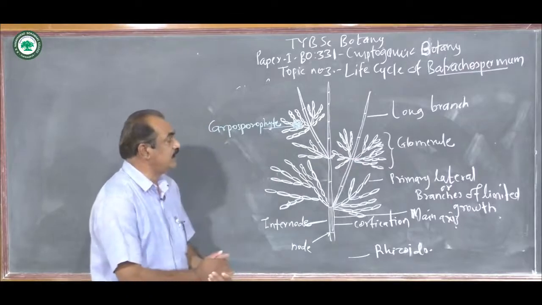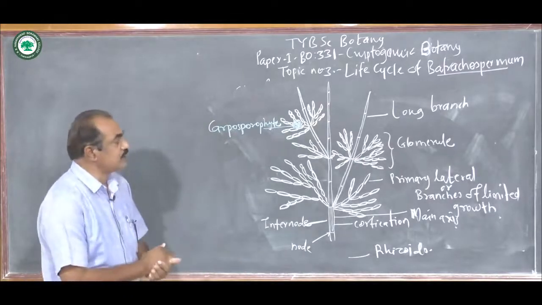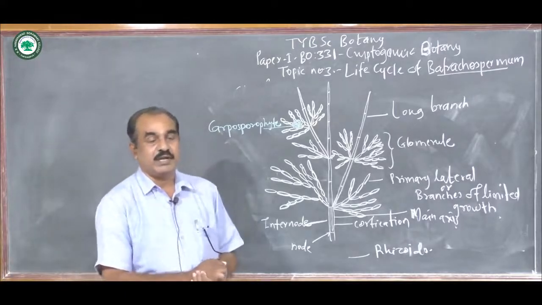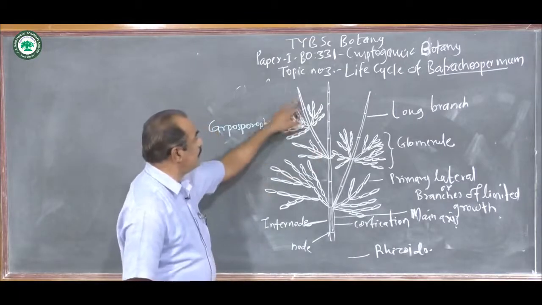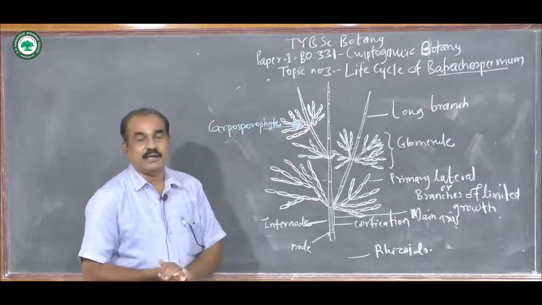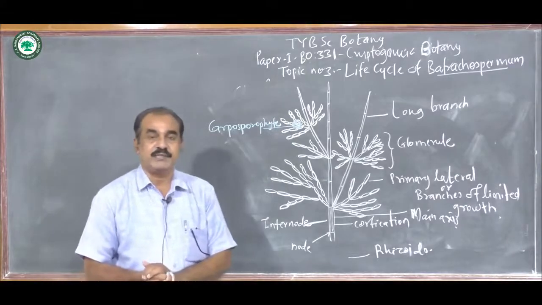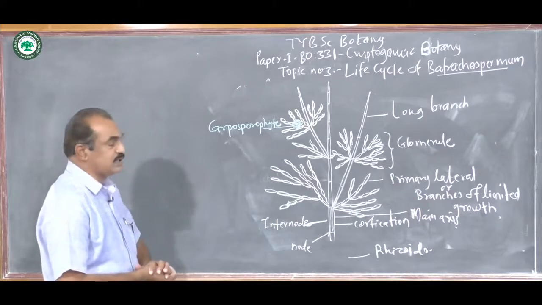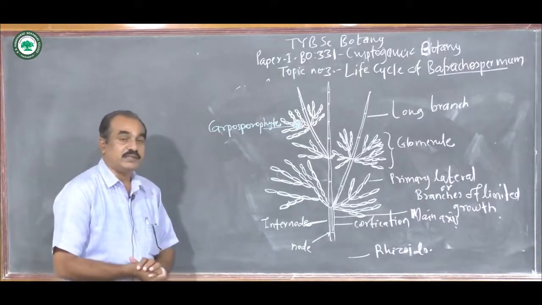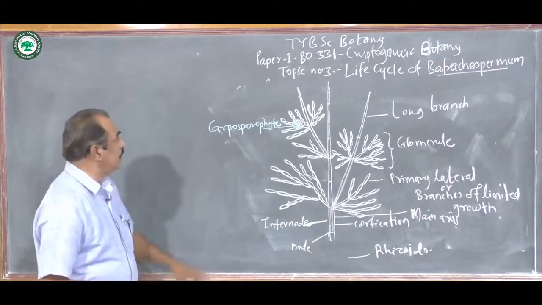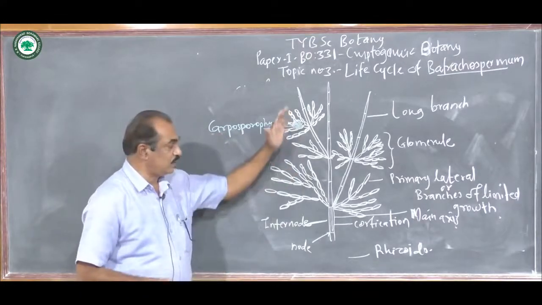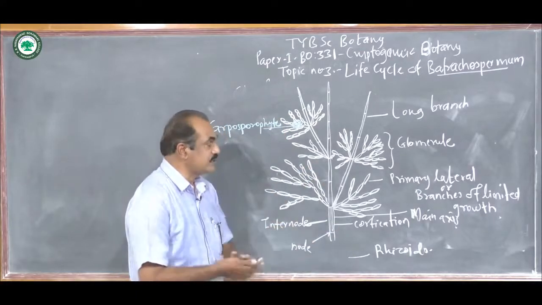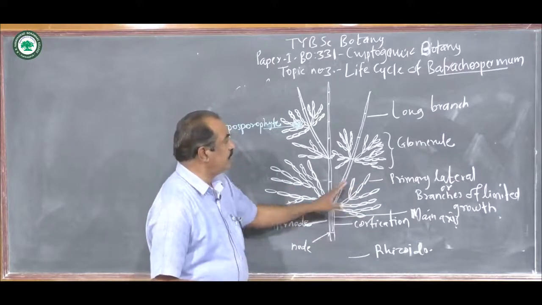Now next branch, that is the long branch. The structure of the long branch is the same as the main axis. It also shows nodes and internodes, and on the nodal region of these long branches, there again develop primary laterals. They again show the glomerule. That means there is a compact arrangement of this primary lateral. Now on the nodal region of this primary lateral, there develops another stage of the life cycle of Batrachospermum, which is called the carposporophyte. So this is the whole structure of Batrachospermum, which has rhizoids, main axis, primary lateral branches, then long branches.